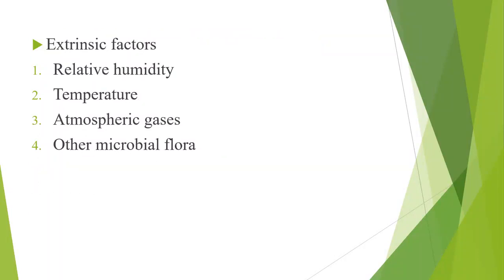Coming to the extrinsic factors, they include the relative humidity, temperature, atmospheric gases, and also the presence of other microbial flora. The moisture content of the atmosphere, or the relative humidity, is an important factor, because a change in relative humidity will adversely affect the water content and the pH of the food items, and hence the relative humidity is also one of the external factors that influence the growth of a microorganism in food.